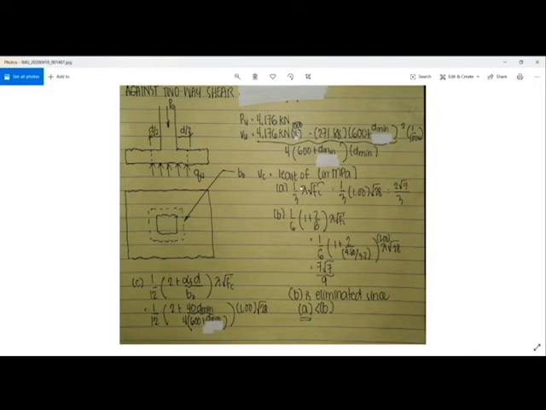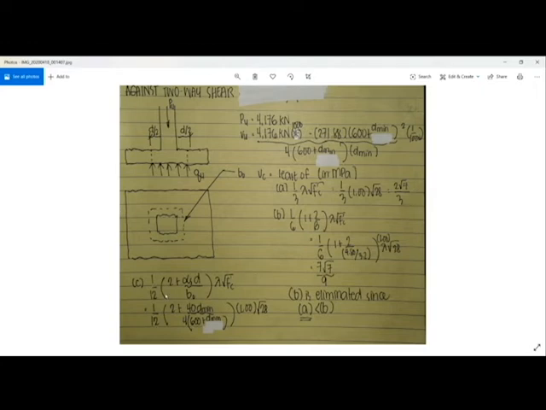If I use formula A, 1/3 of lambda multiplied by the square root of f'c, which is equal to 1/3 times 1 times the square root of 28. This is equal to 2 square root of 7 over 3, and this is in megapascal.